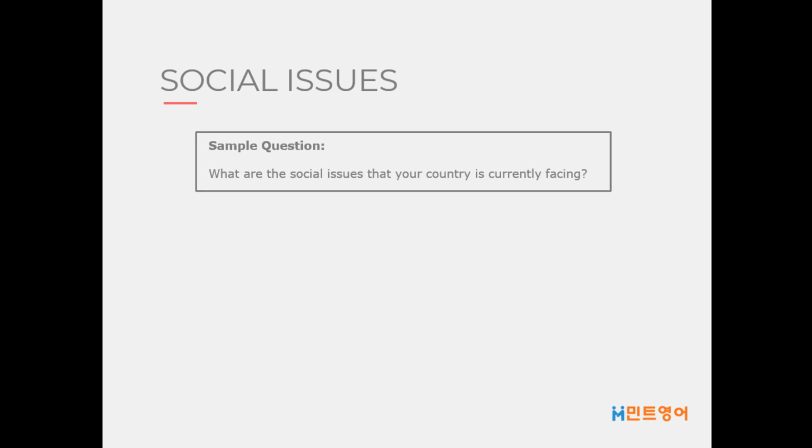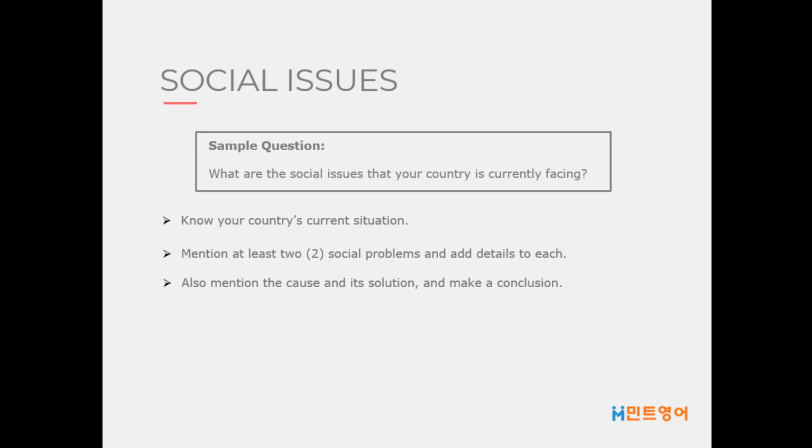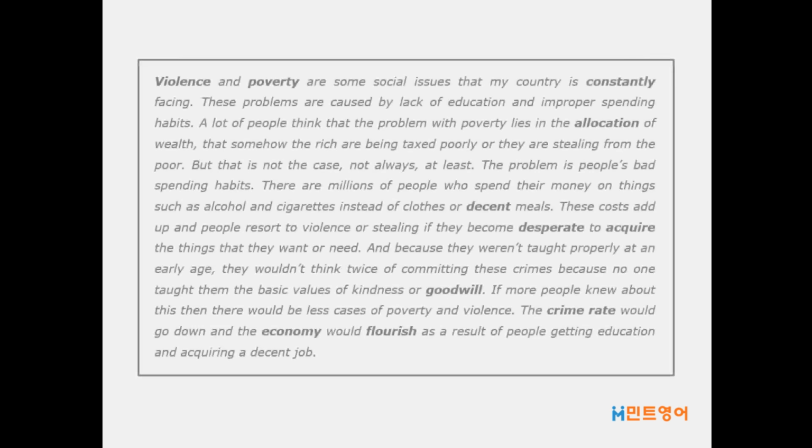To be able to answer this question, you have to know your country's current situation. This question asks for examples, so mention at least 2 social problems and add details to each of them. You can also mention what causes the problem and its solution, and make a conclusion at the end of your answer. Utilize academic words, but only choose those that are appropriate to the topic. Notice how academic words are used in answering the question.